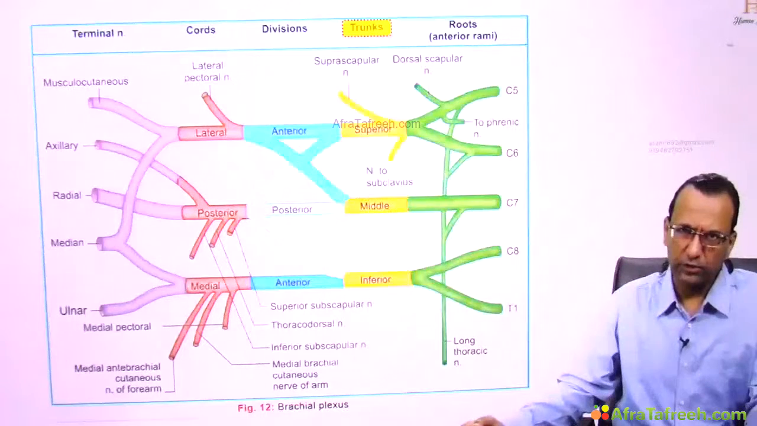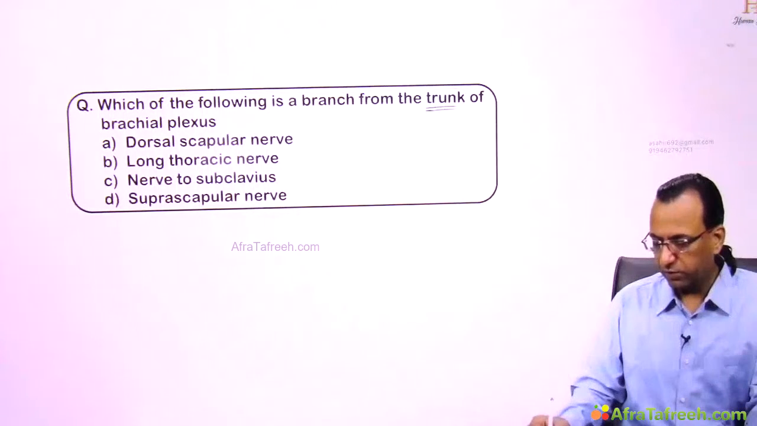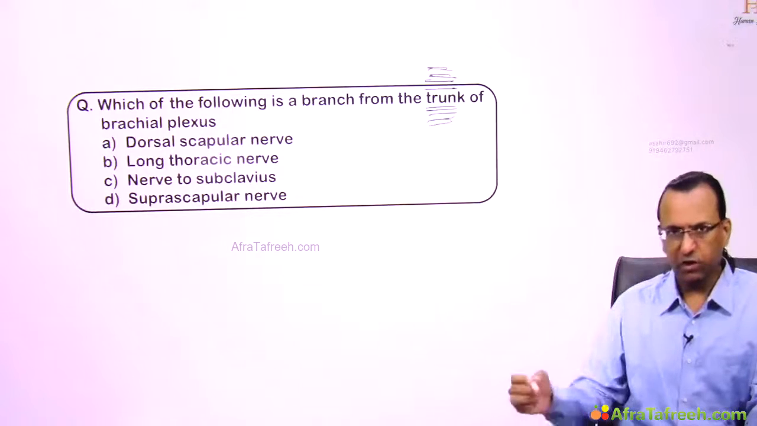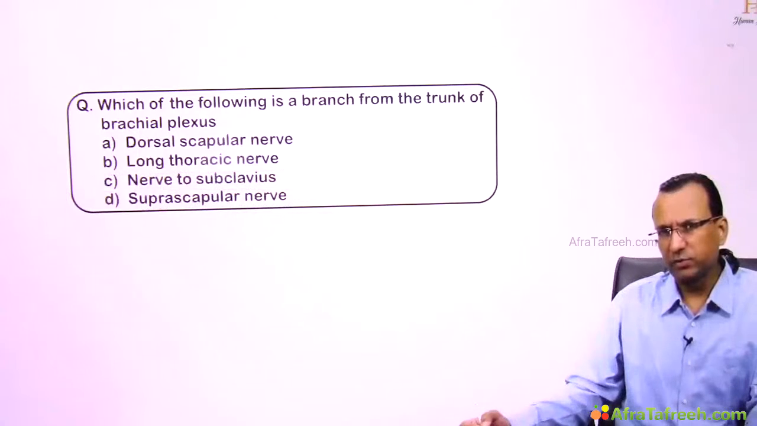So which question were you talking about? I'm talking about this question. It is asking about the branch from the trunk of brachial plexus. And only the upper trunk is giving a branch? Yes, not the middle and lower trunk. So the upper trunk gives two branches, that's why we have two answers.